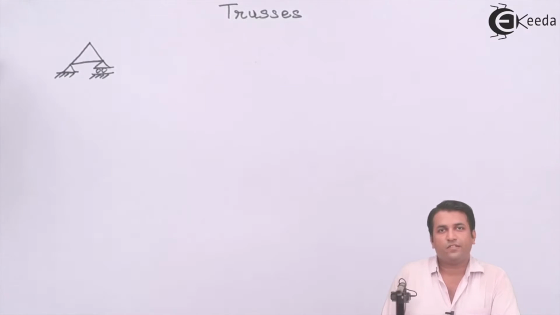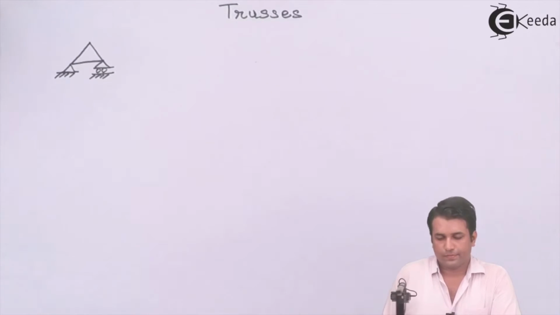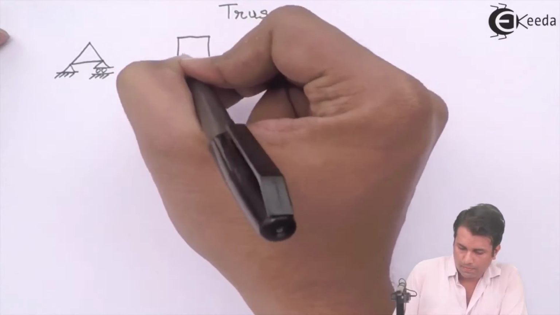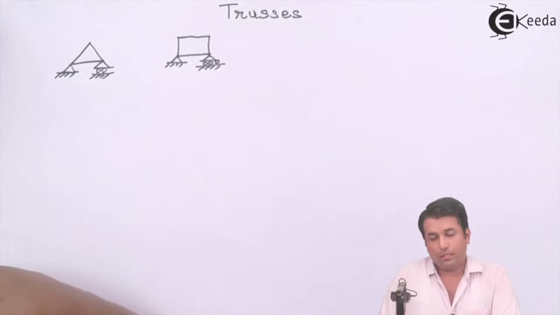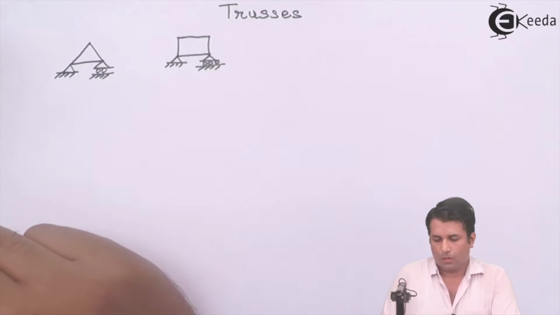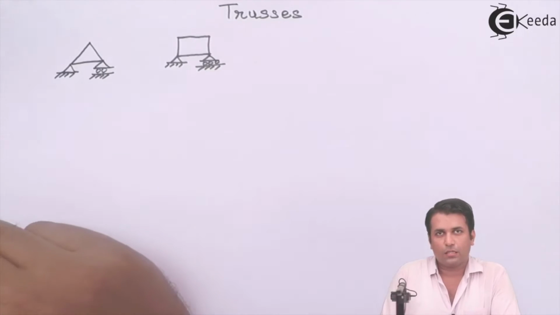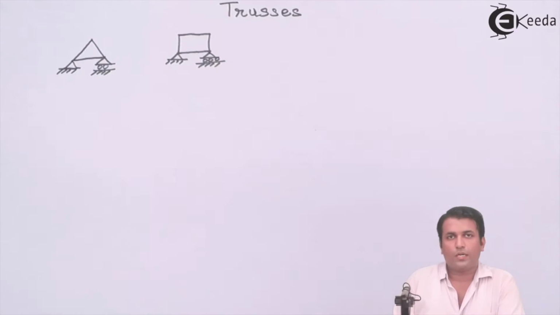This is the simplest form of a truss, a triangular truss. This is a rigid, non-deformable truss. This is a second form of truss, which is not stable. We will discuss what the stability criteria of a truss are. What are the examples of trusses?